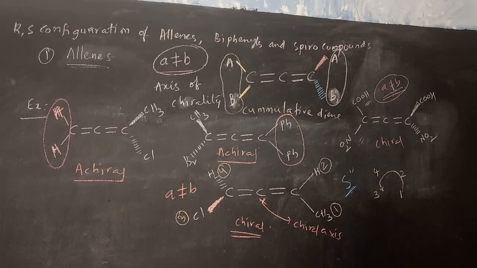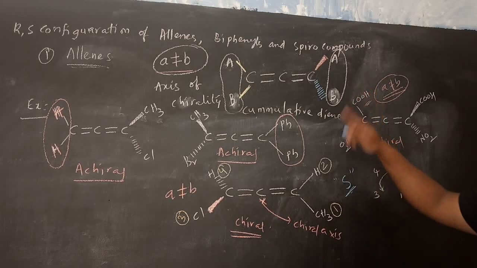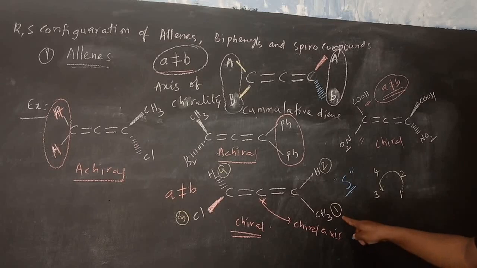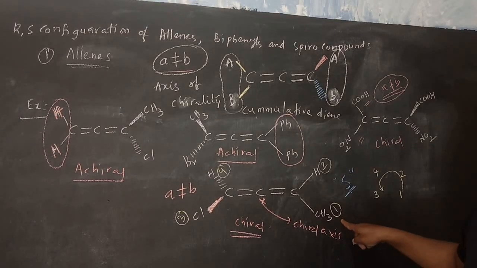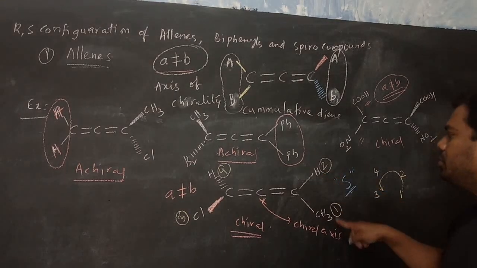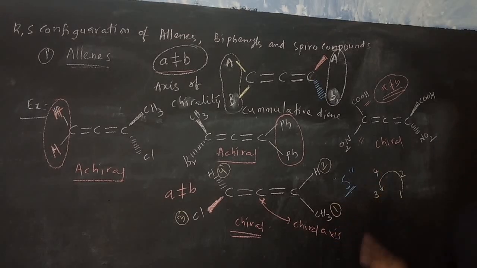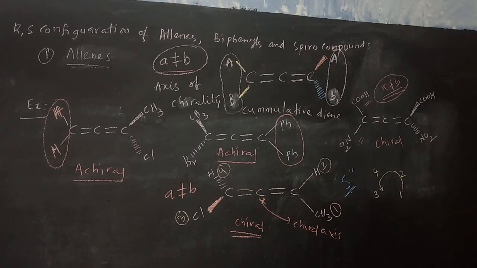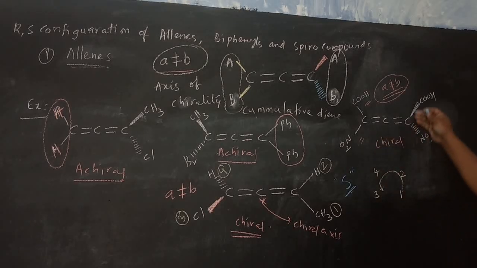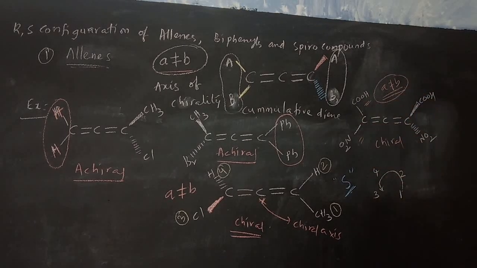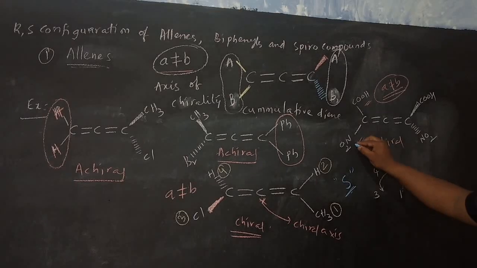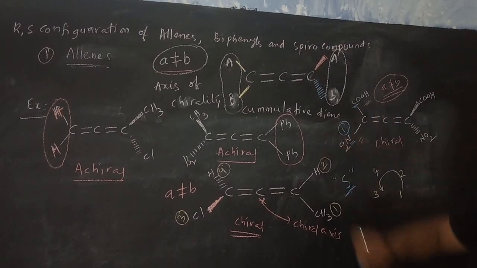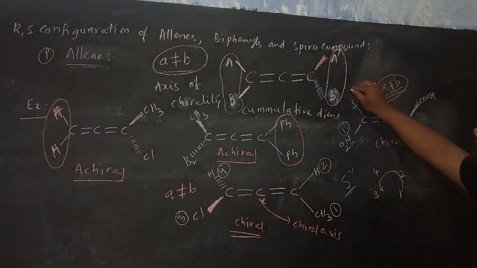When you are going to assign an RS configuration of this type of molecule, first assign the priorities of the atoms or substituents which are present in the plane of the paper, then move to the one away from the observer. Okay, so you can see here we have this chiral molecule. Here you can see nitrogen and carbon atom, so according to the atomic number, these will get priority 1, 2.